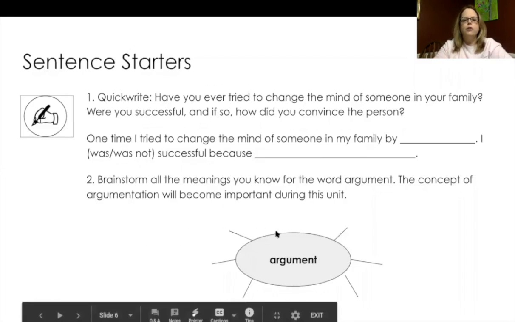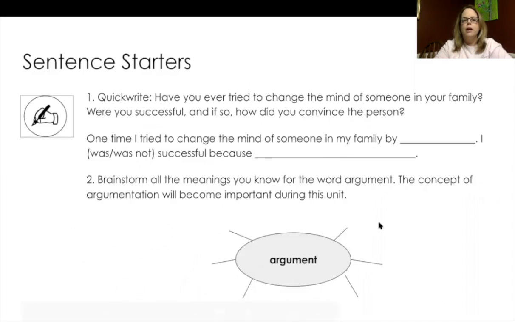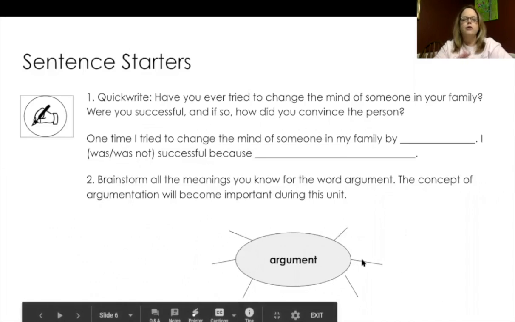And if you're having trouble, this is a brainstorming cloud. You can just add a few words out to the side if you need to. You can draw it on your paper, and then you can add each word out to the side to remind you that those words also mean argument, okay?